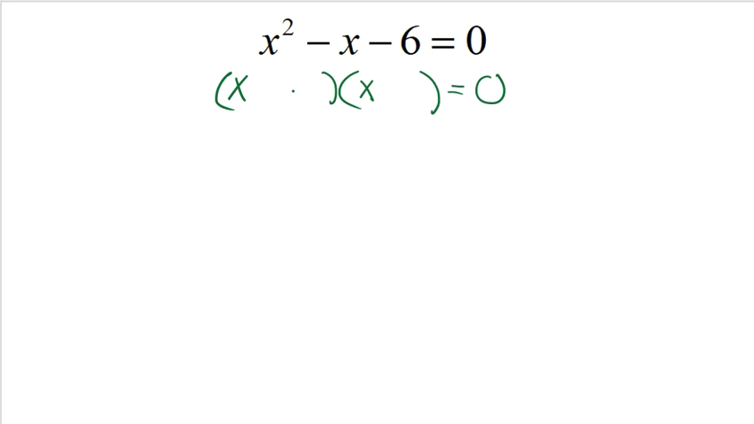How could I multiply and get a 6? First thing that pops in my mind, 2 times 3. But I need a -6. So one of them has to be negative and one of them has to be positive. Well, I can make it a -2 or I can make it a -3. Either way, when I multiply them, I get -6. But I got to be careful because I need them to add to get this middle term.